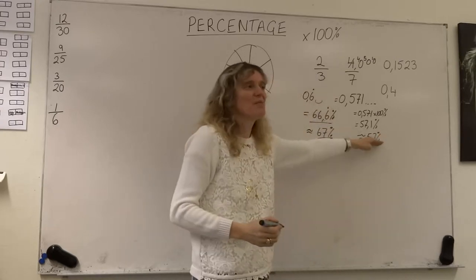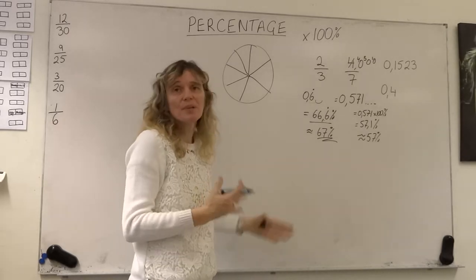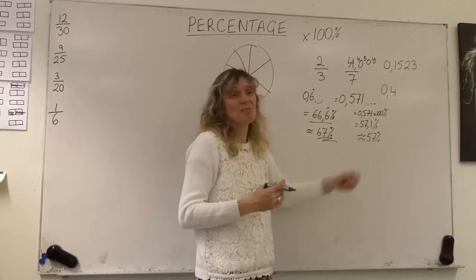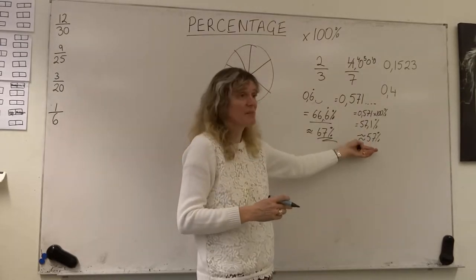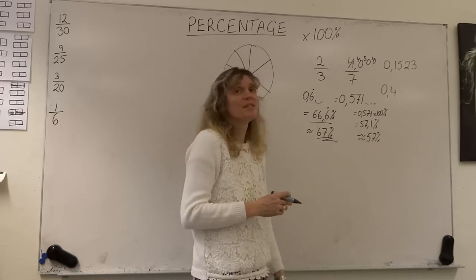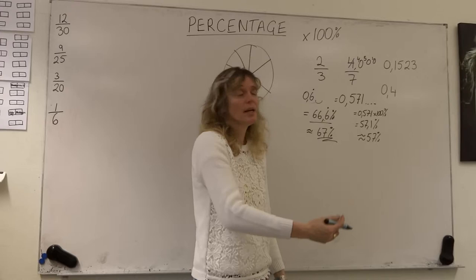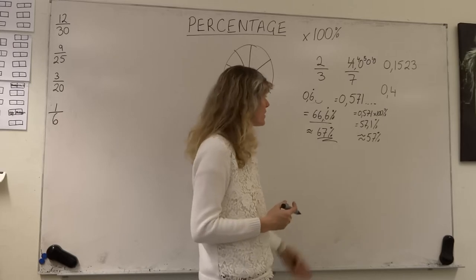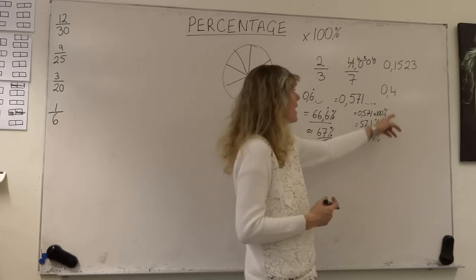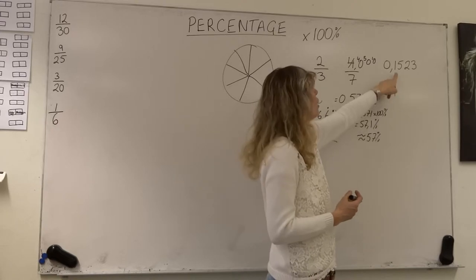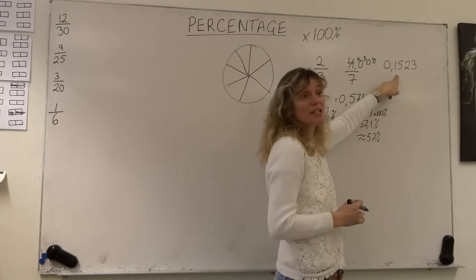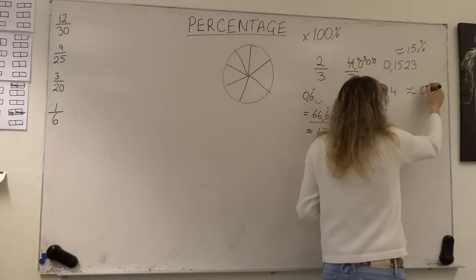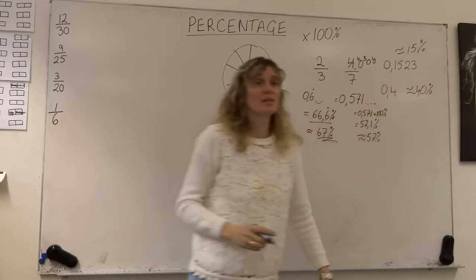We can see that 57% is a lot smaller than 67. So percentage is a way of comparing fractions or decimals with just nice, simple whole numbers. It's a lot easier to say 57% than it is to say 0.571 blah, blah, blah. Okay? 0.6666. So we just round it off to nice, whole, easy numbers to say. 67%, 57%, 0.4 times 100, 40%. 0.1523, approximately 15%. So all of these numbers are much easier to express as a percentage. And that's what we do.